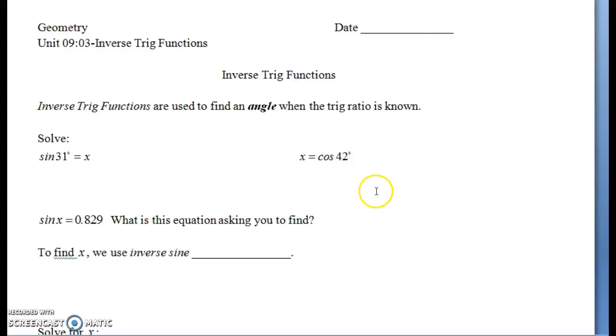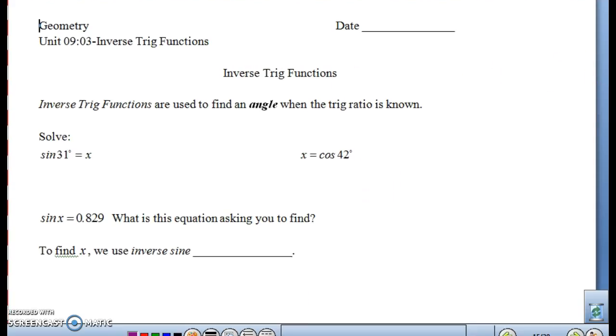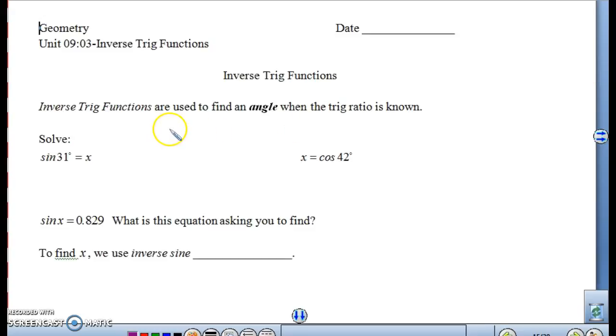This is Geometry Unit 9, Lesson 3 on inverse trig functions. Now, when we talk about inverse trig functions, what we use them for is to find an angle when you know the trig ratio. So basically, we're going to work backwards using what's called the inverse function.